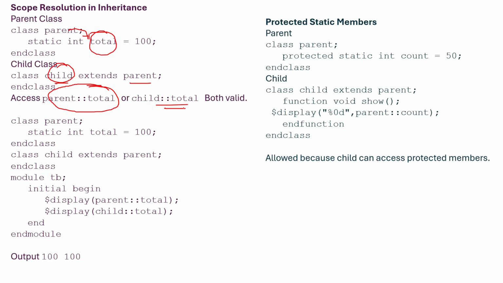Then you can call through your parent class handle, or through your child class handle. This is my child class name, and this is your parent class name. Class parent static int total equal to value, and then class child extends parent. This is the inheritance we are applying. Inheritance module TP: without creating any object, you can call the total, child display, and parent display. Through the parent handle you have the same value, or through the child class you can have the same value.